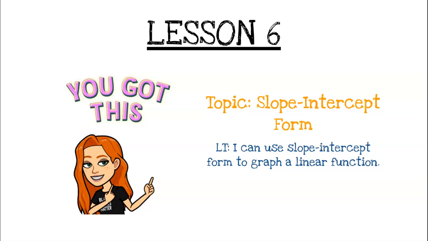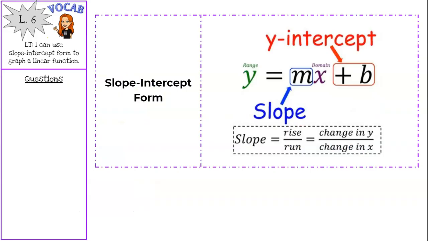Lesson 6, topic: slope-intercept form. Learning target: I can use slope-intercept form to graph a linear function. Slope-intercept form tells you two things.